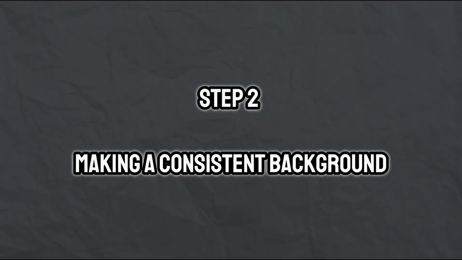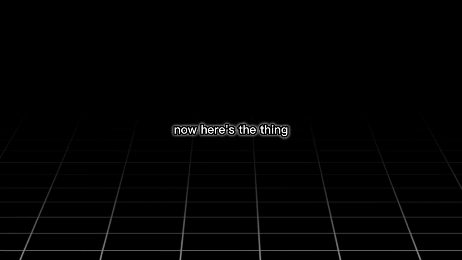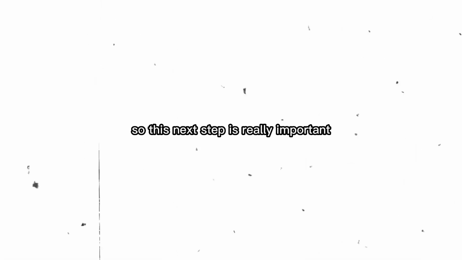Step 2. Making a consistent background. Now, here's the thing, if we take these 2 images as they are and try to create a video, the different backgrounds will make it look, well, messy. So, this next step is really important. We're going to make the backgrounds consistent.